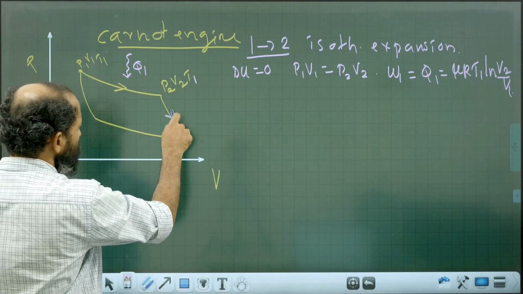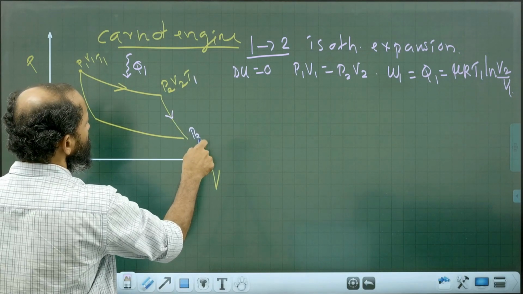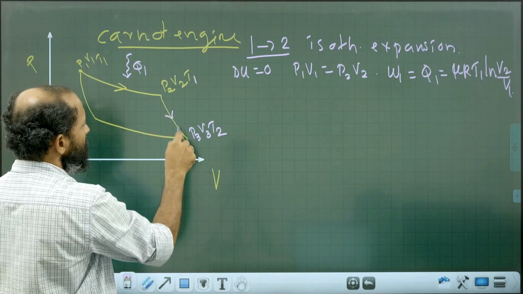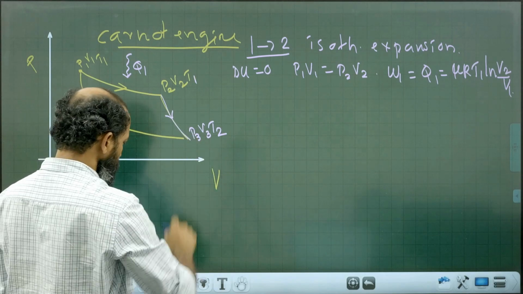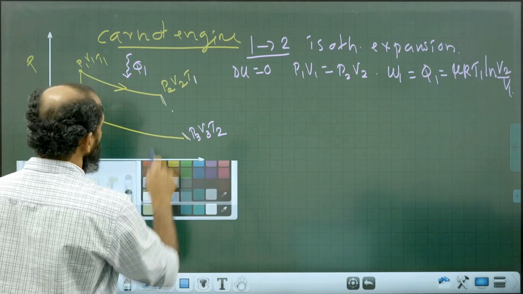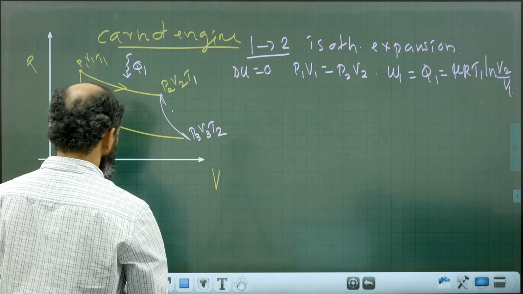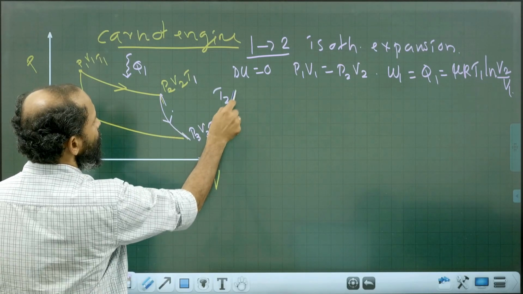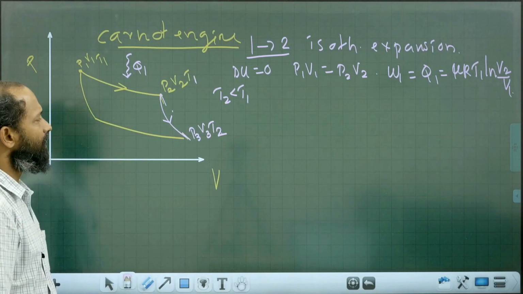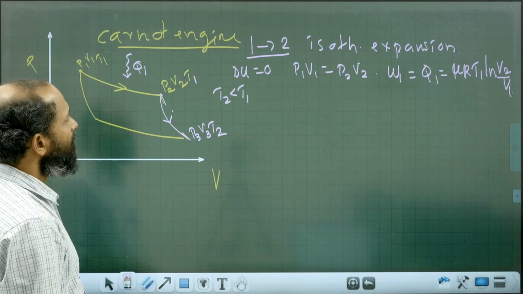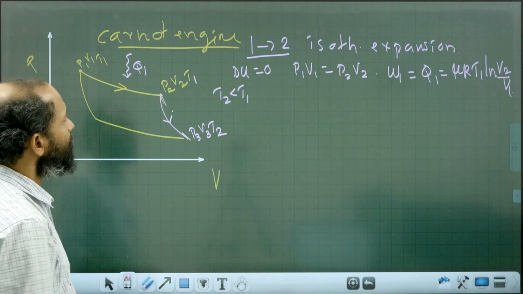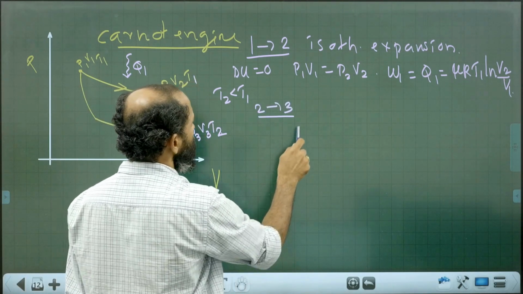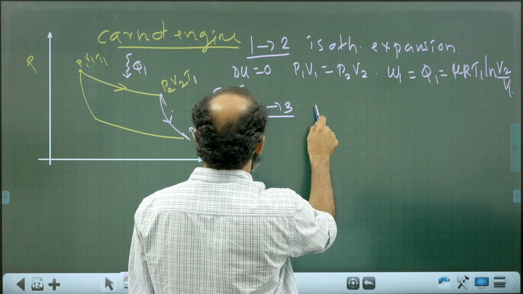The next process is P2 V2 T1 to P3 V3 T2. That process is a sudden process, an adiabatic process. That is a hyperbola, a steeper curve. And that temperature T2 is going to be less than T1 because it is adiabatically expanding. Adiabatic expansion causes cooling.